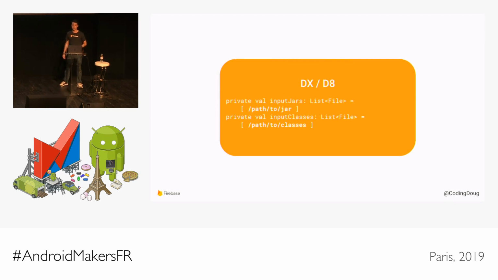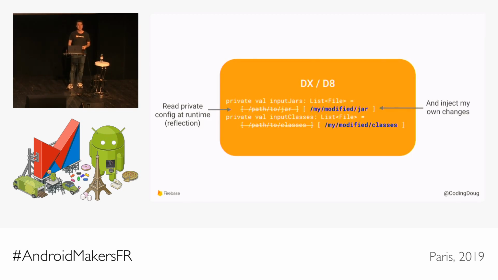And so what I had to do, since these are private and I didn't have any other way to do it, is read those values using reflection at runtime. So reach into the object, use reflection, read those values, and write them with my own. So I had to know where the classes are coming from, then tell Dex, no, don't go use those. Use these other ones instead, and those other ones are the ones that I modified.